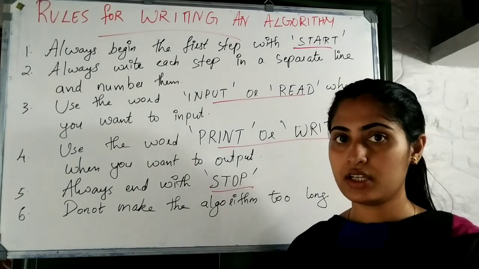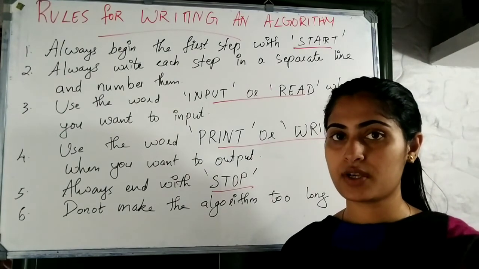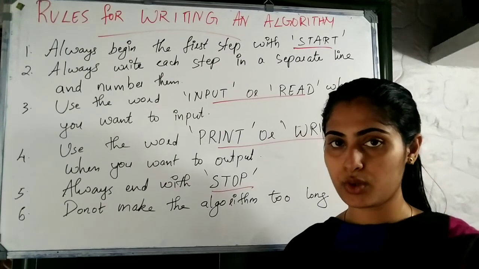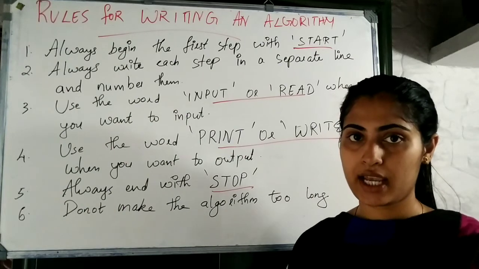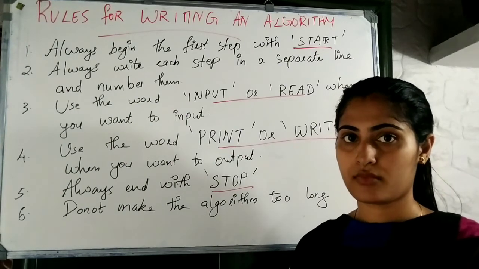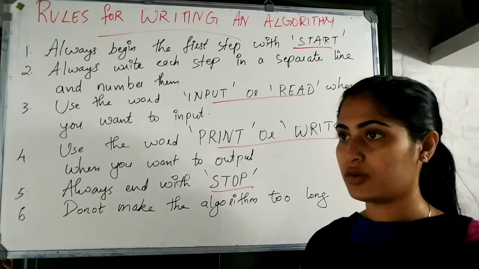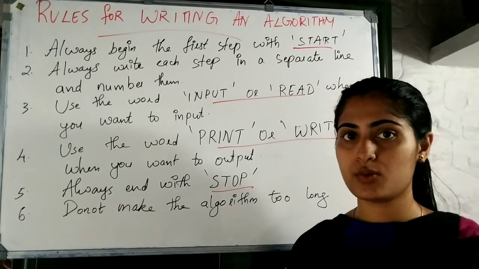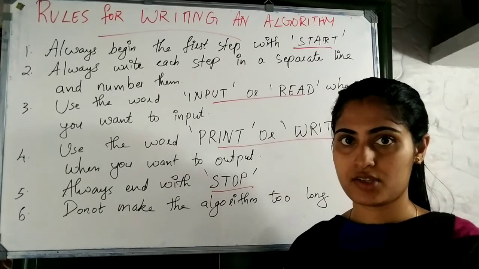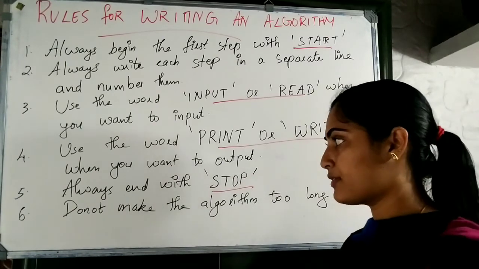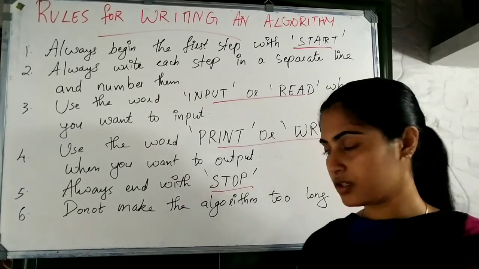Whenever you are writing input or you want to input something, you should use the word input or read. For example, input A, input B. And if you want to output, you should use the words print or write. Print sum, write average. And the fifth one is you should always end with stop.